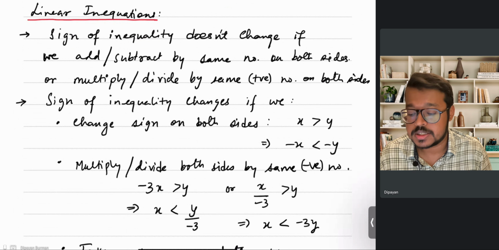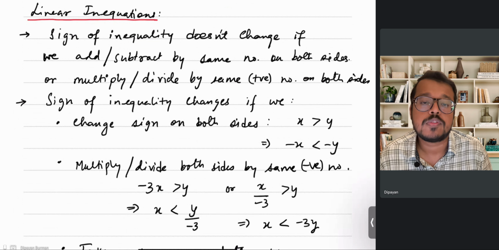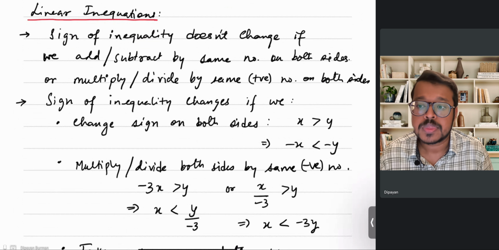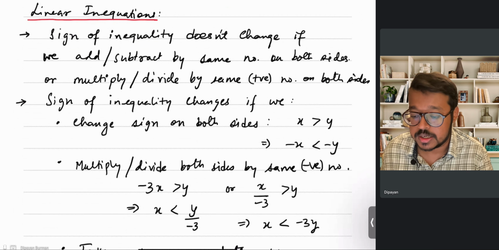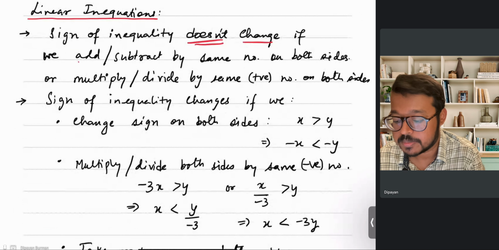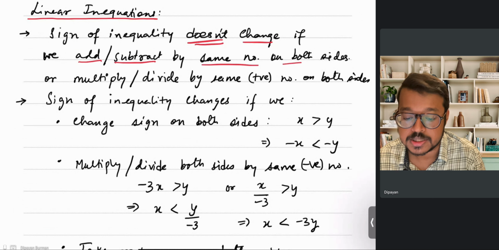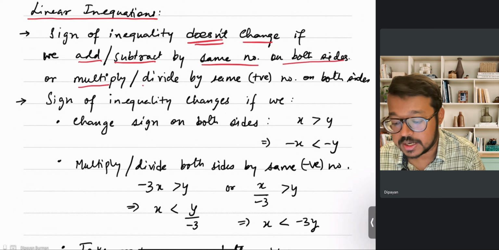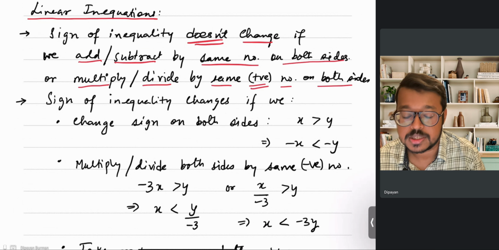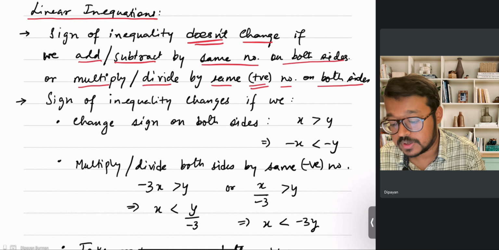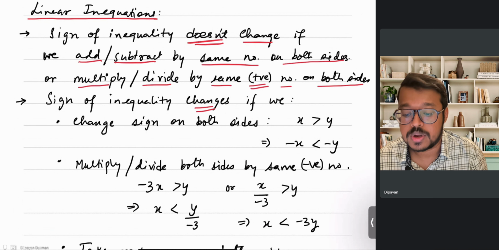Very similar, but some differences are also there. So the difference is that for some operations the sign of inequality will be changed. If we have a greater than sign, for some operation the sign will become less than. Now the sign of inequality does not change for some operations, like if we add or subtract by the same number on both the sides, so that will not affect the inequality. Or if we multiply or divide by the same positive number on both the sides, then also there will be no change in the sign of inequality.